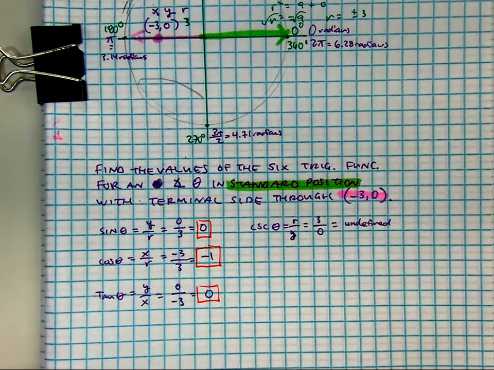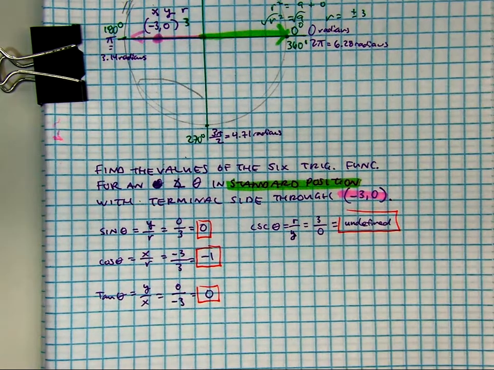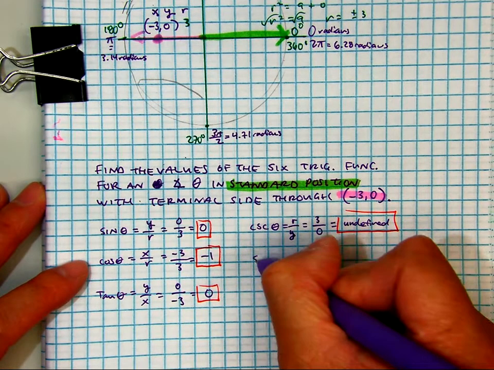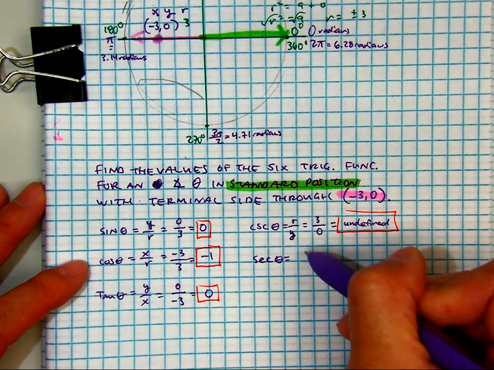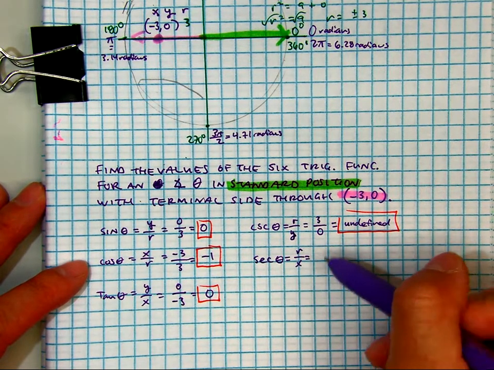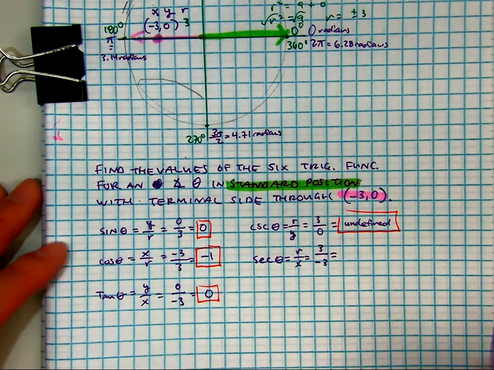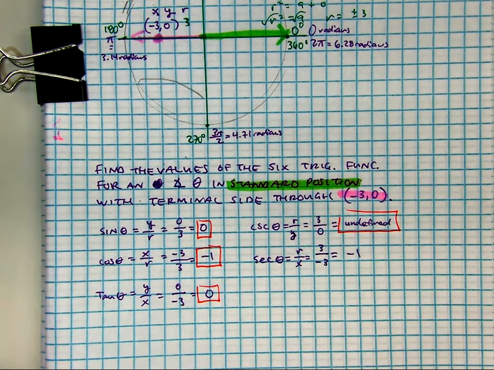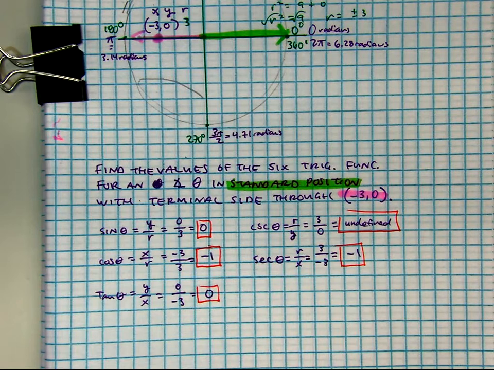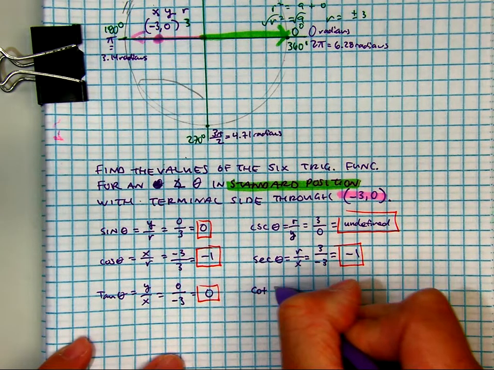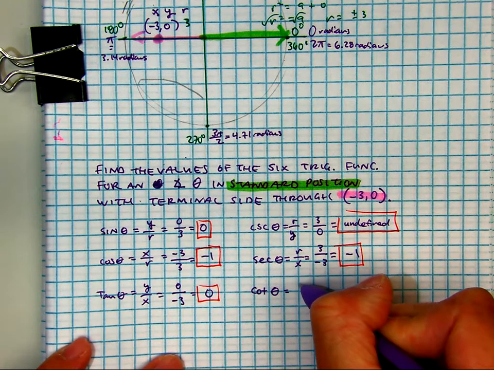Rovan? Letters? Numbers? Answer, class, is negative 1. And Samantha? Yep. Undefined.